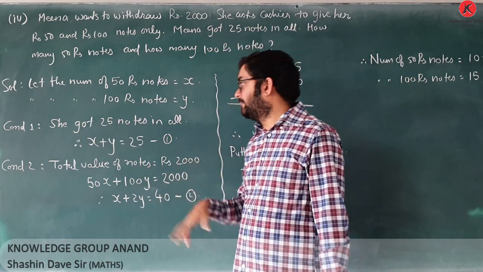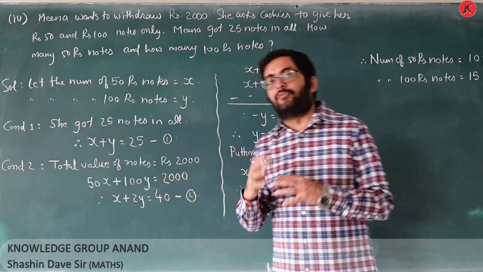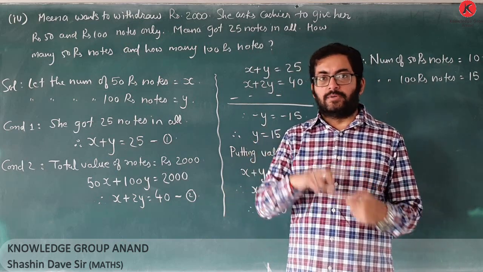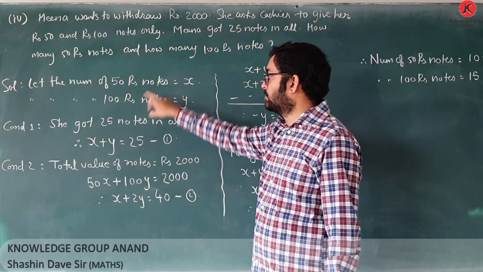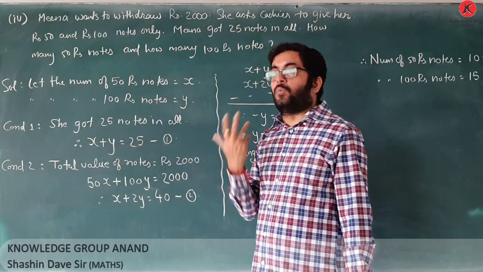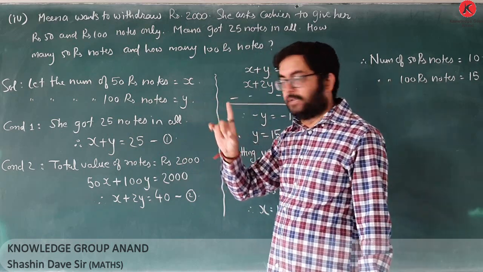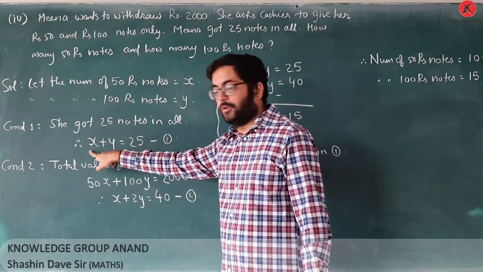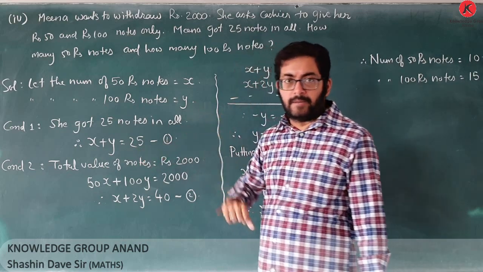Now the first condition: she got 25 notes in all. That means when you add up the total of 50 rupees notes and the total of 100 rupees notes, she should get a total of 25 notes. So what is the number of 50 rupees notes? That is x, plus what is the number of 100 rupees notes? That is y. So my first condition will be x plus y is equal to 25. That means the number of 50 rupees notes plus the number of 100 rupees notes is 25. That is my condition number 1.